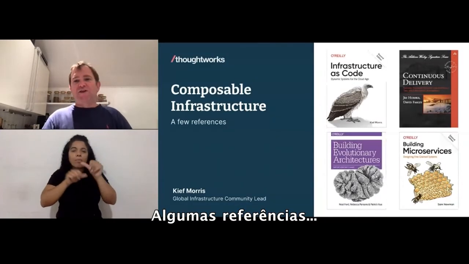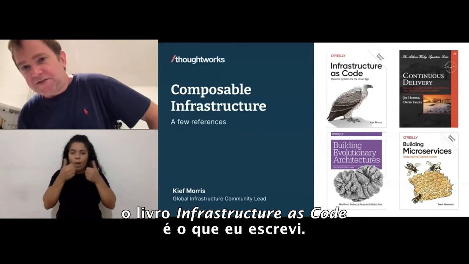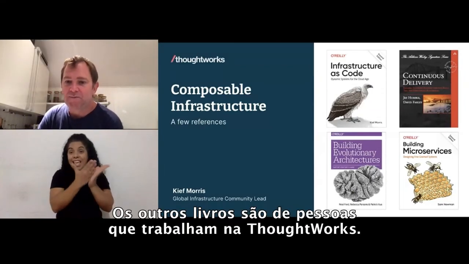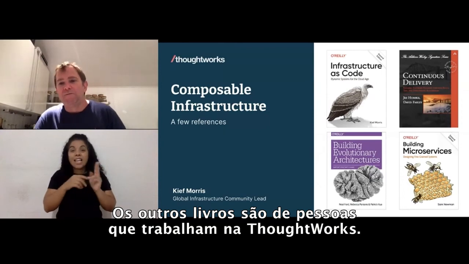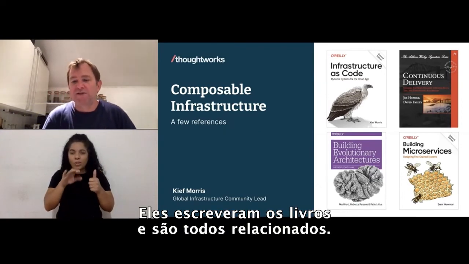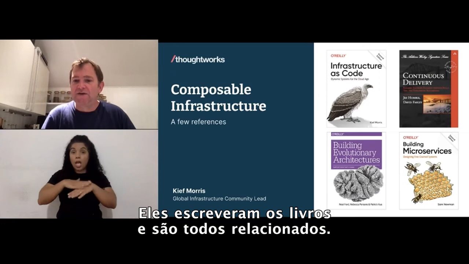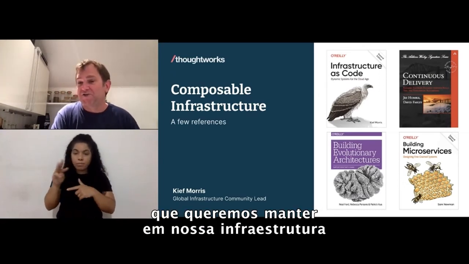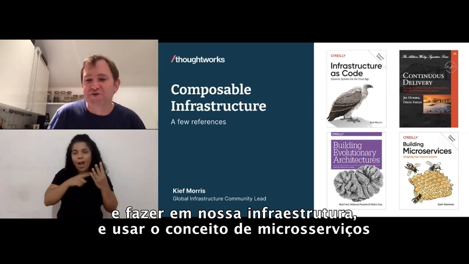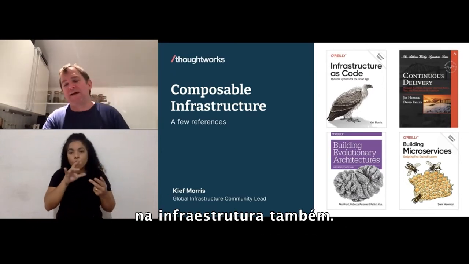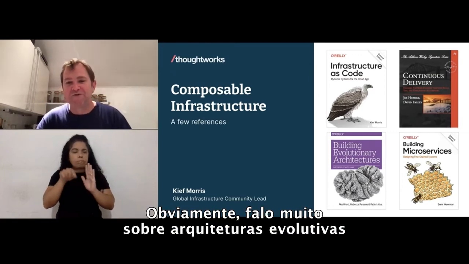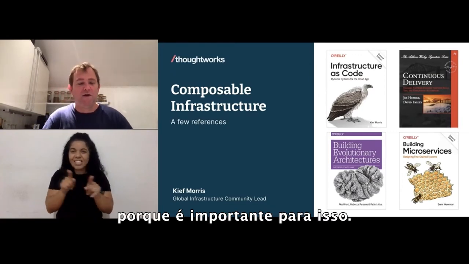So I'll close with a few references to books. The Infrastructure as Code book is the one that I wrote. These other books are all by people who worked at ThoughtWorks, at least at the time they wrote the books, and these are all related. Continuous delivery is something that we want to support with our infrastructure and do with our infrastructure, as well as taking microservices concepts into our infrastructure. And obviously I've been talking about evolutionary architectures a lot because it is quite core to this.